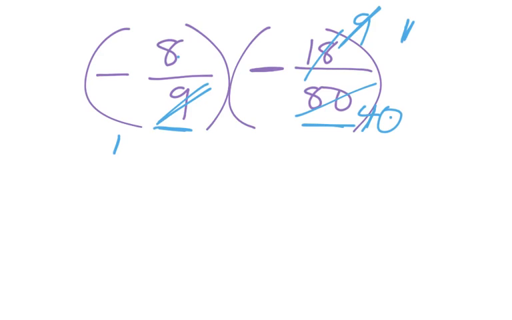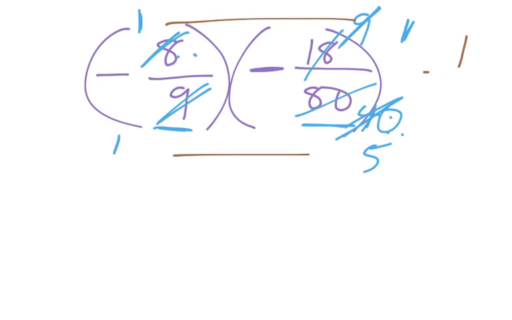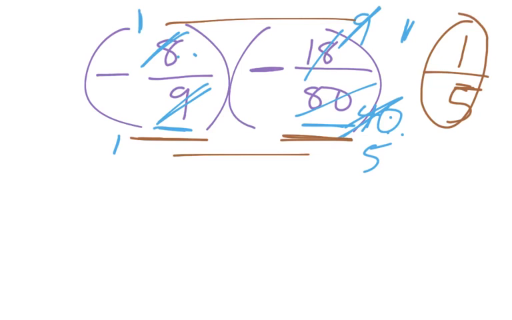For 8 and 40, 8 goes into both of those because 40 is a multiple of 8. So 8 divided by 8 is 1, and 40 divided by 8 is 5. Wow, this is easy. Multiply across, 1/5. Let's check our signs. A negative fraction times a negative fraction is positive. So our final answer is positive 1/5.